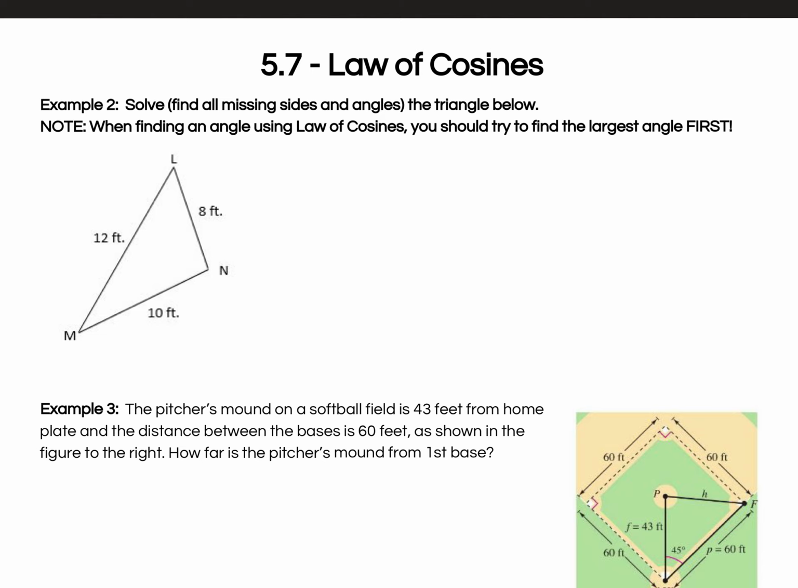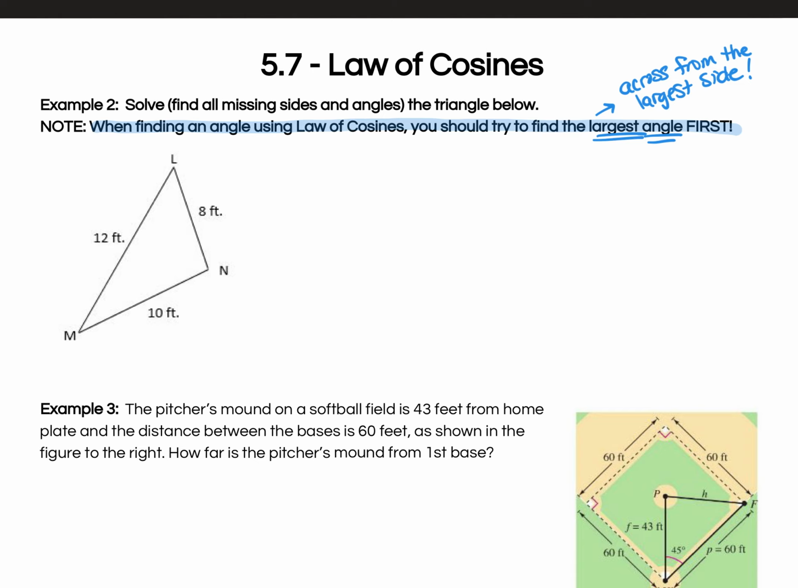Now, there's a really important note at the top of your page. When finding an angle using law of cosines, you should always try to find the largest angle first. Now, that largest angle is going to be across from the largest side. Okay, so that's a key piece of information that we don't want to forget as we're working through this.